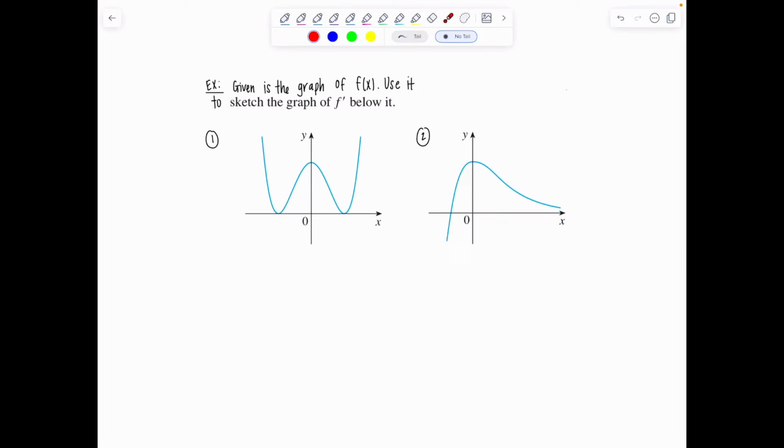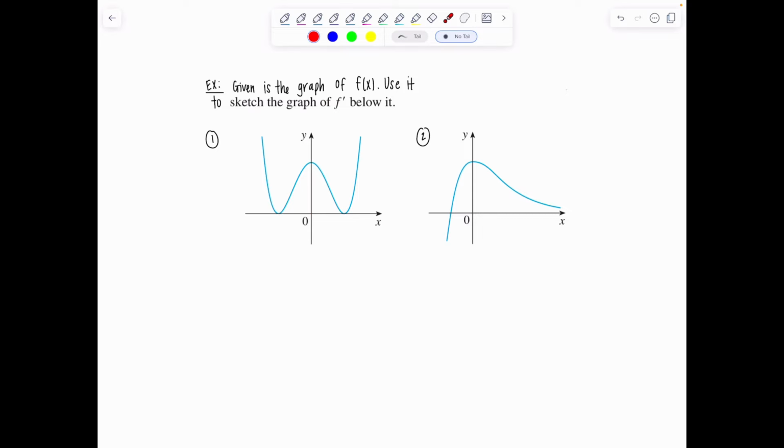All right, so for the next set of examples, we're given the graph of f of x. Now use it to sketch the graph of f prime below. And notice here, there's no scaling on the axes, so we're not going to be so precise about the actual x and y values beyond intercepts and whatnot. We're just going to do our best approximating, okay?